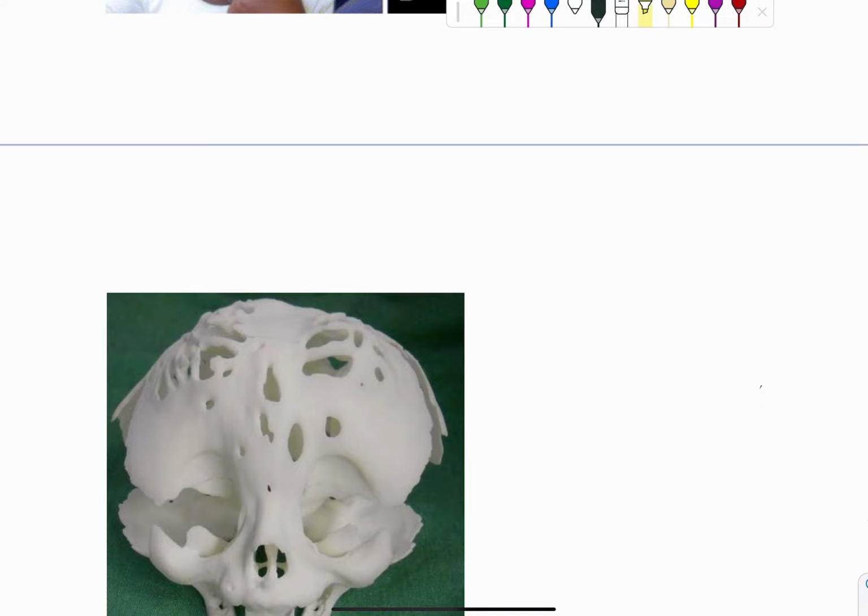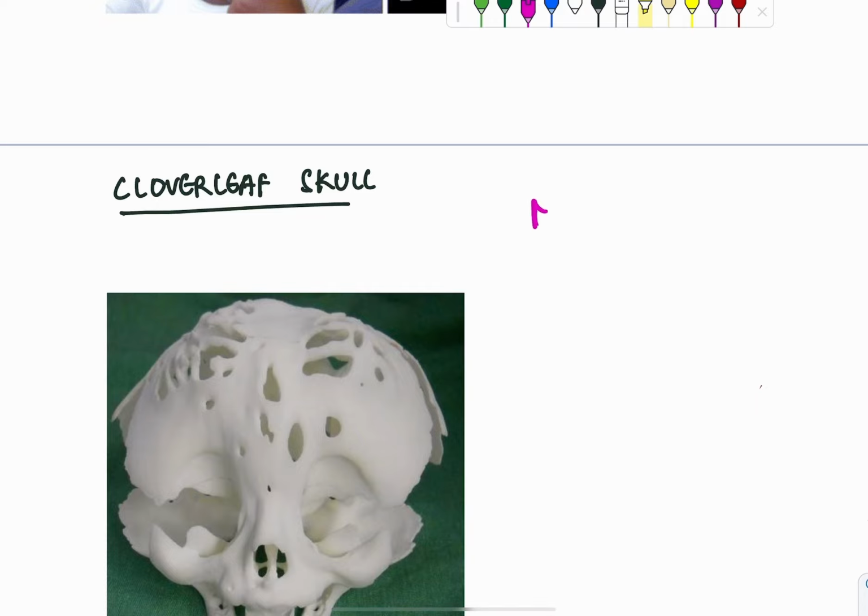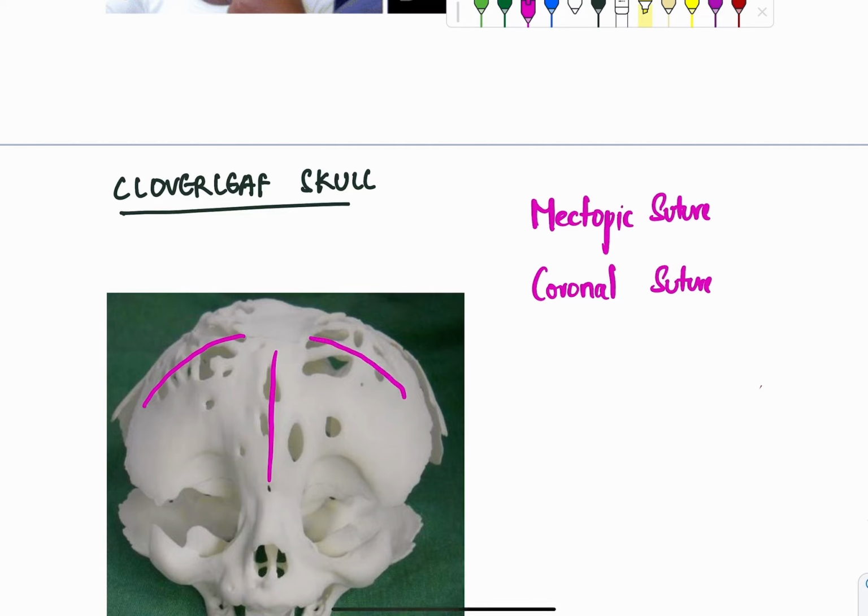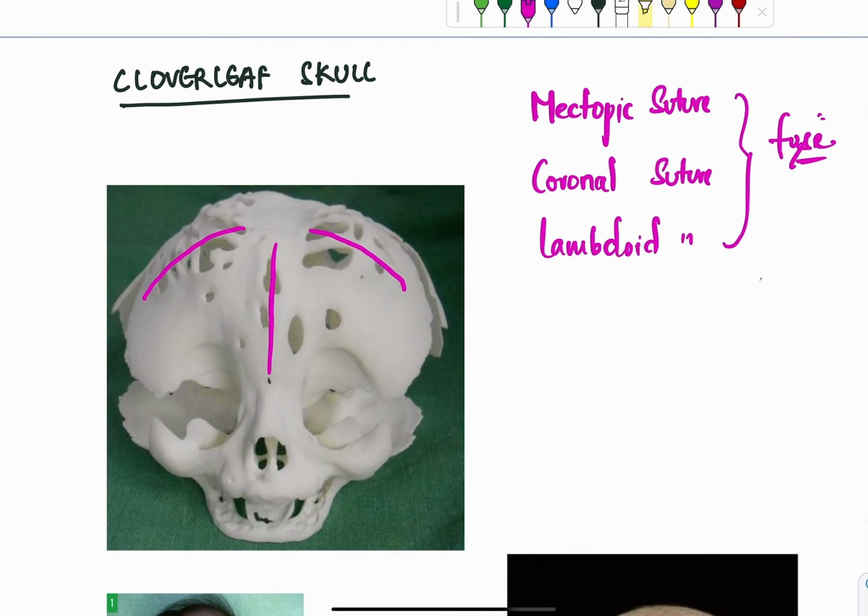The next one is clover leaf skull. Now in this clover leaf skull, you know what has happened? We have got metopic suture, right? The suture which is located here, metopic suture. Next we have got coronal suture, the suture which is located here. And next on the back we have got lambdoid suture. So all these sutures, they fuse. So because of the fusion of all these sutures, this is how the skull looks, right?